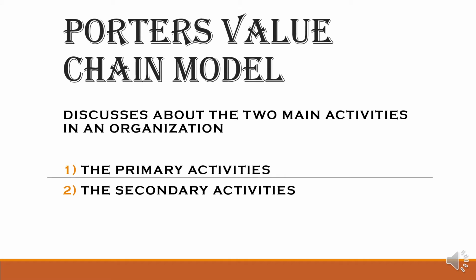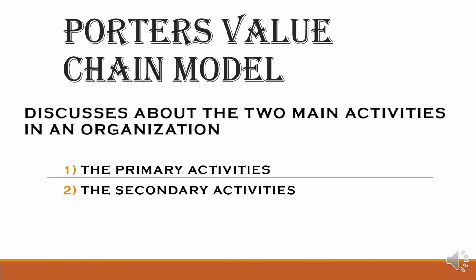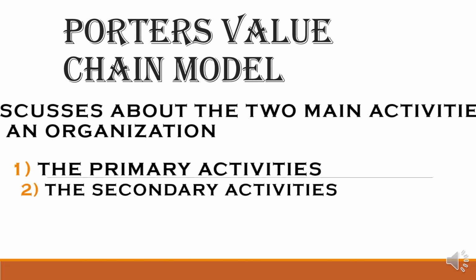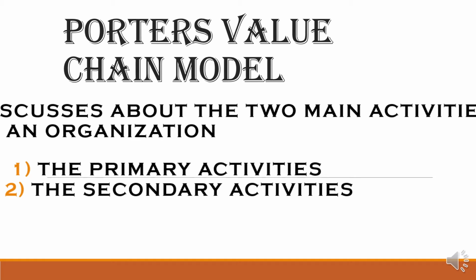Now, all organizations have activities. However, the main two activities are the ones we are going to discuss today. We have the primary activities and the secondary activities. The primary activities are the main activities of the day-to-day operations of the organization. You can talk about manufacturing and processing, assembling parts, transportation, testing of the materials, packaging, among others.